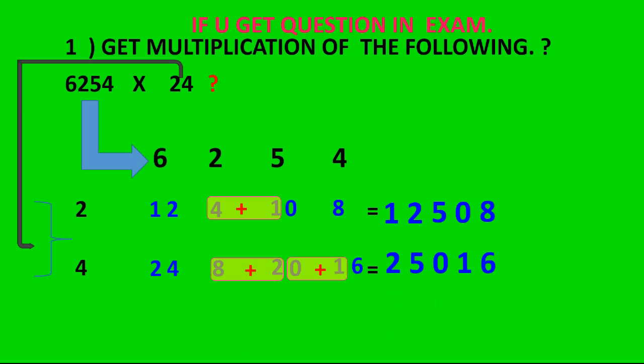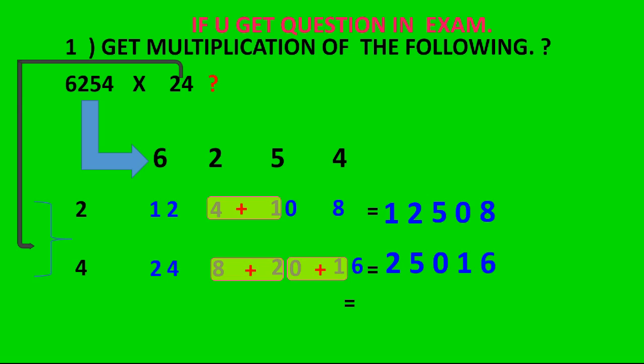Then 0 plus 1 will be... and 0 as it is you have to write. 8 plus 2 is 10, so 0 you will write as it is, and 1 will carry to the 24. 24 plus 1 is 25, so 25,016. Now as you can see, there are two answers that came.